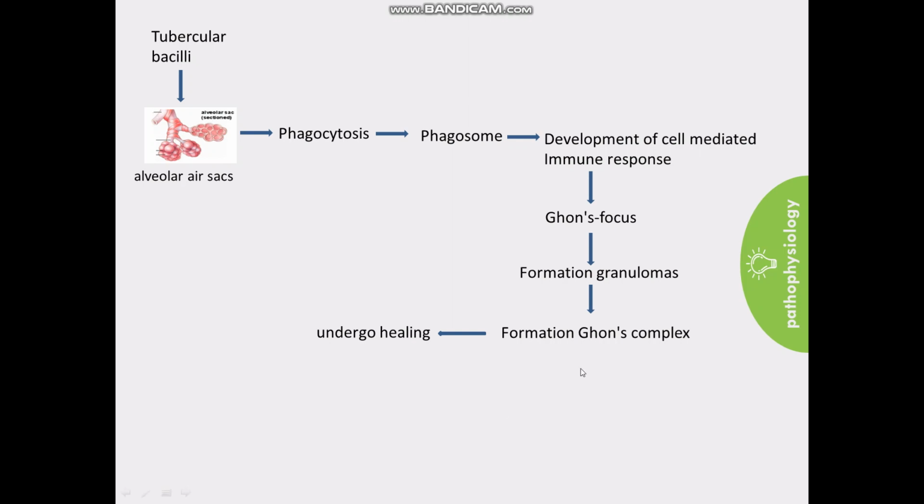But what happens when the body's defense mechanisms fail? If a person's defense mechanisms are unable to work, the primary infection develops into secondary tuberculosis or progressive tuberculosis, and the clinical manifestations, or signs and symptoms, of tuberculosis will appear. That is about the pathophysiology of tuberculosis.